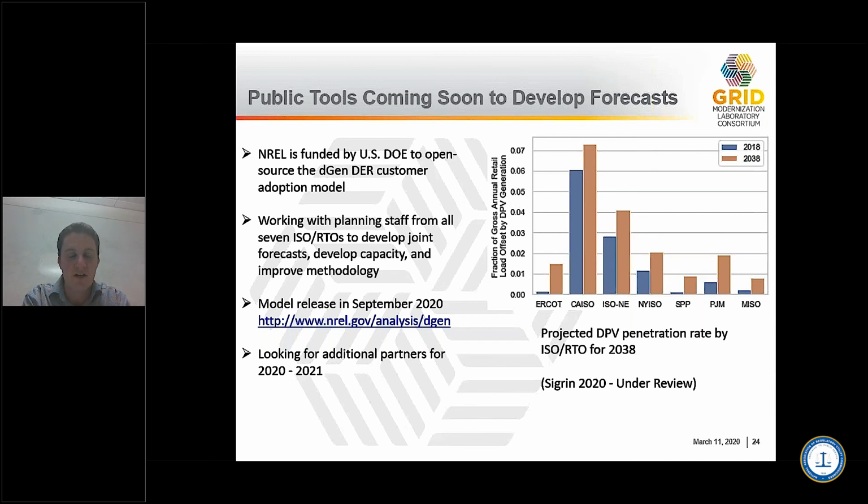So this figure shows projections of deployment rate for all of the 7 ISOs. And there's a wide range of future forecasts 20 years from now, anywhere from 1% penetration to nearly 8% penetration in CAISO. Next slide, please.